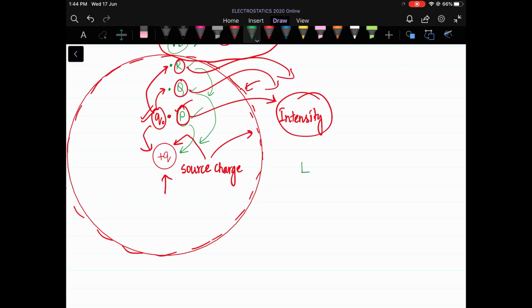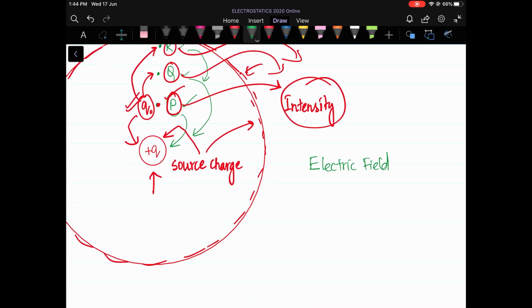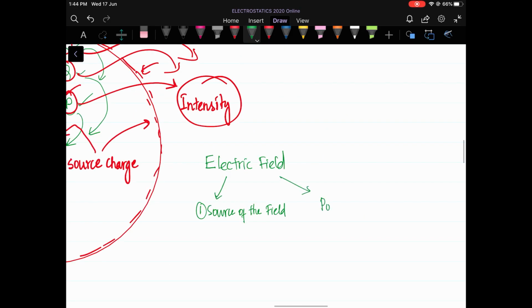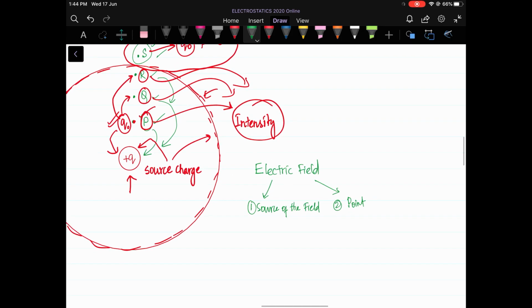So when we are talking about electric field, you have to be clear with two things. The first is you have to talk about the source of the field, which is of course your charge. So you have to talk about which charge. Then you have to talk about the point at which we are going to talk about the field, because some points will correspond to very high electric field intensity and some points will correspond to low electric field intensity.